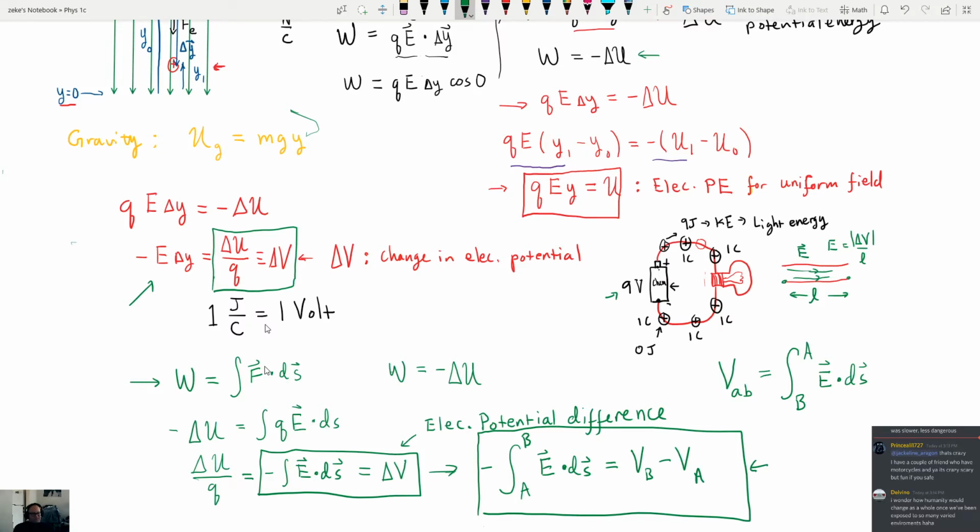Delvino says, you wonder how humanity would change as a whole once we've been exposed to so many varying environments. That's a great question. Living in space definitely affects people.